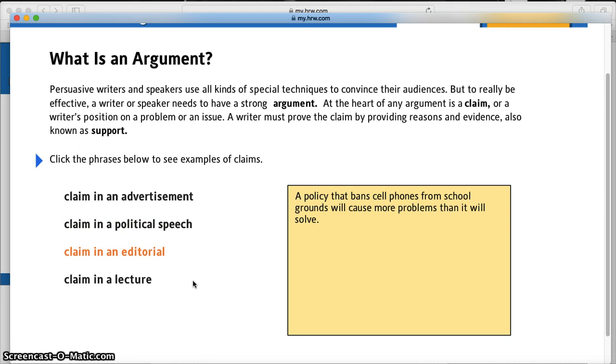So an editorial is like a newspaper article. "A policy that bans cell phones from school grounds will cause more problems than it will solve." So this argument would have reasons and evidence showing you what potential problems will come up from a cell phone ban at school.